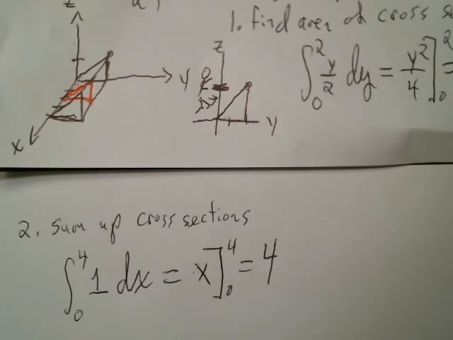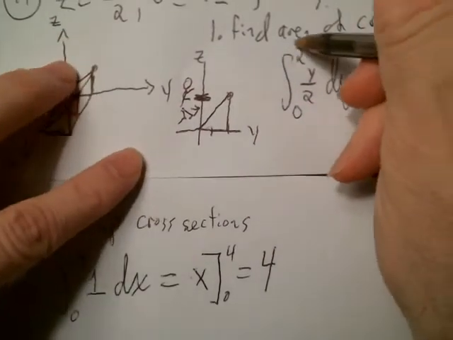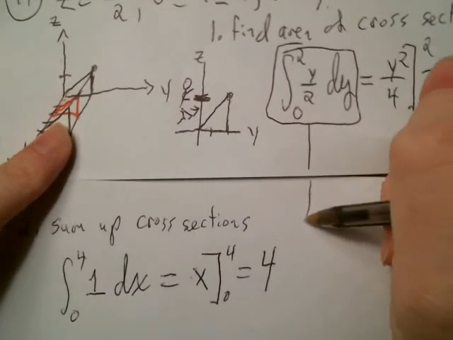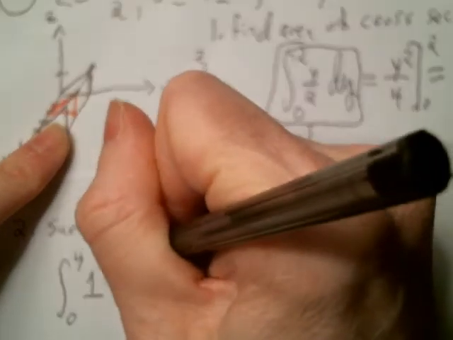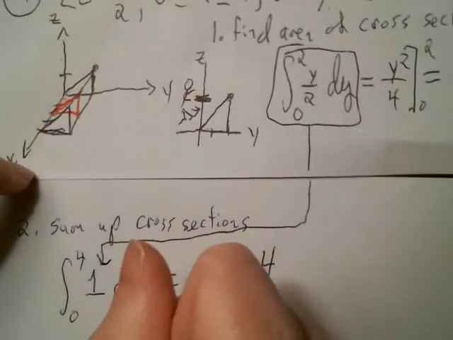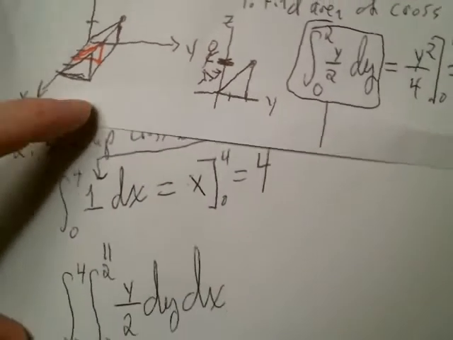Okay, so overall, what did I do? If you put this together, basically you're taking this thing and inputting it into here, right? And that's the double integral. So this thing is the same as integrating from 0 to 4 and integrating 0 to 2 of y over 2 dy dx.